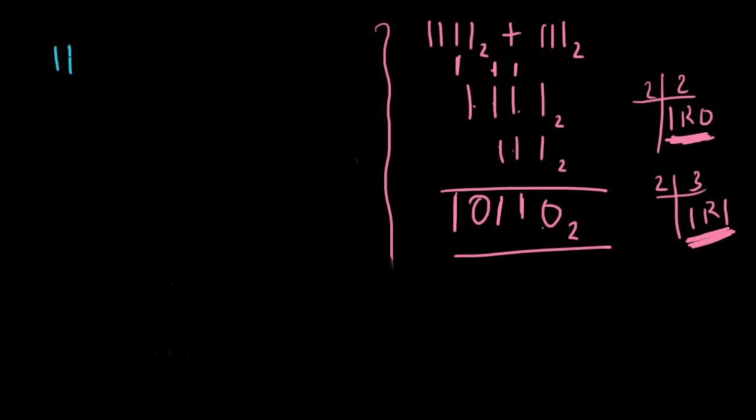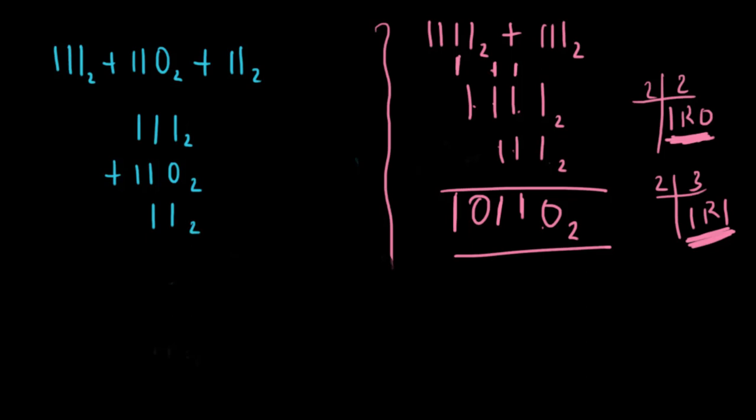So we have this question, 1, 1, 1 in base 2 plus 1, 1, 0 in base 2 plus 1, 1 in base 2. Now listen attentively. 1 plus 0 is 1, plus 1 is 2. I can't write 2. I divide by the base 2. 2 in 2 is 1, remainder 0. So I write the remainder 0. I carry the quotient 1.